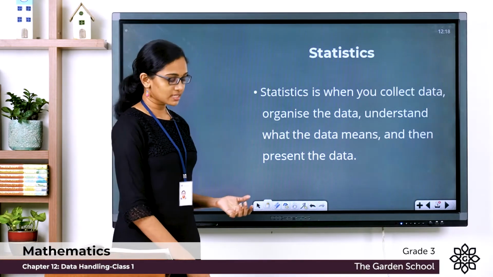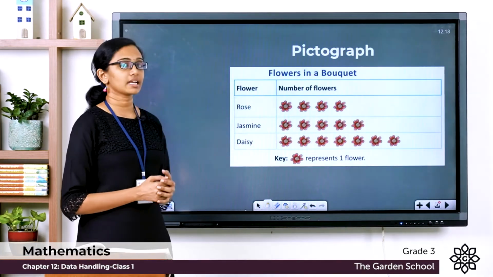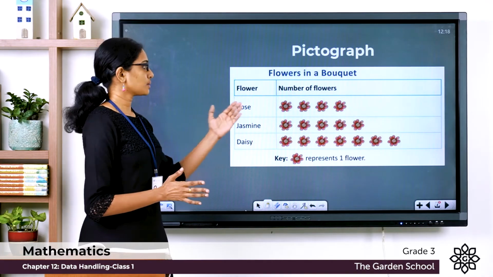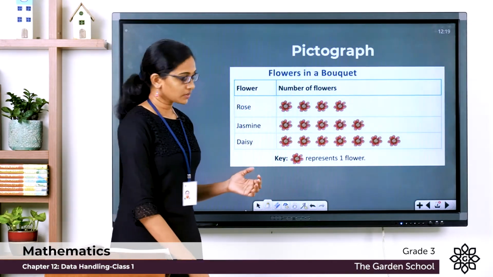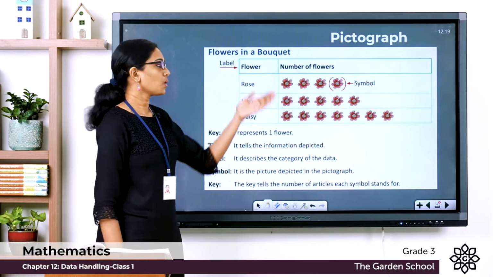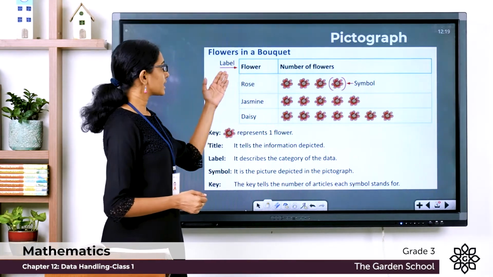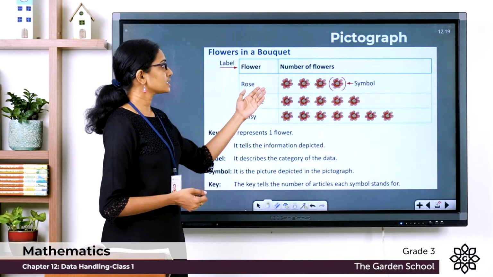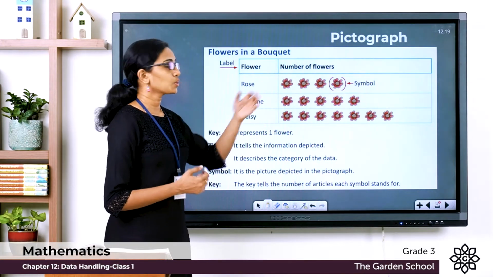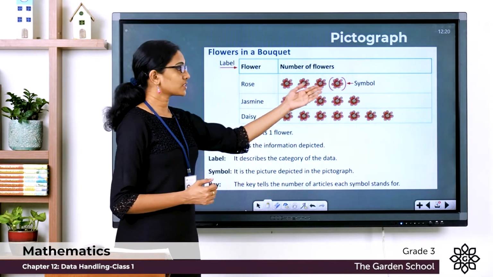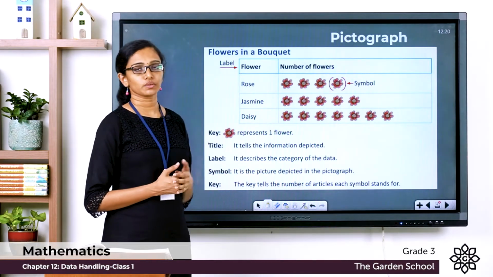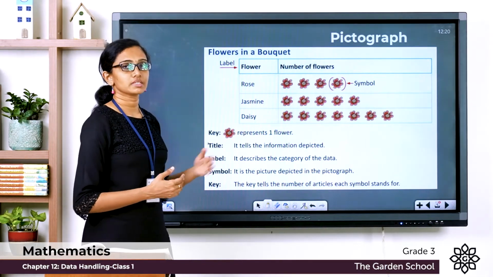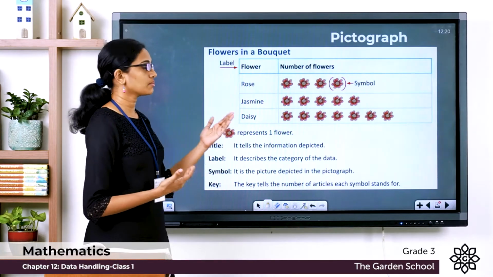Now let's see what is a pictograph. What you see here is an example of a pictograph. You can see some kind of data is represented here using some pictures or symbols. There is a title which tells you what data is depicted here. And you can see labels here that tell you the category of data you are representing. Each of these pictures you see here is called the symbol of the pictograph. And there is a key which tells us how much each symbol represents, what is the number or value that each symbol represents.